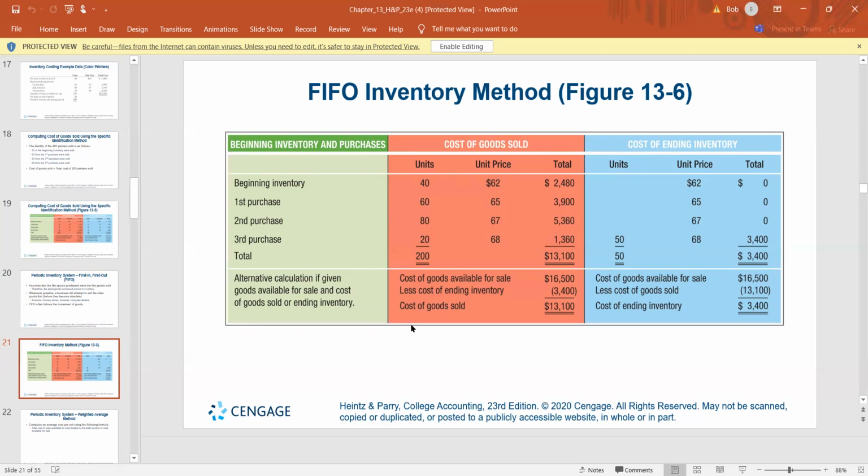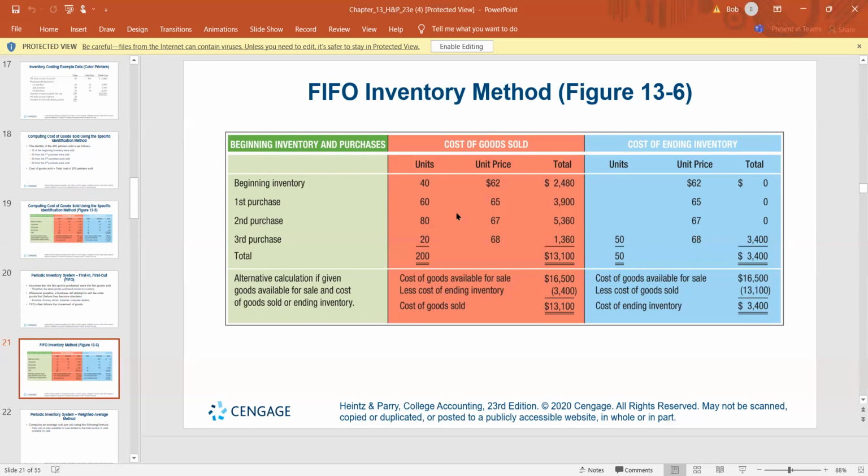Okay, we know we sold 200 items. Under FIFO, we sold 40 from here. We sold 60 from here. And we sold 80 from here. And the remaining 20 from there. That leaves us with 50 units in the inventory, costed out at 68.